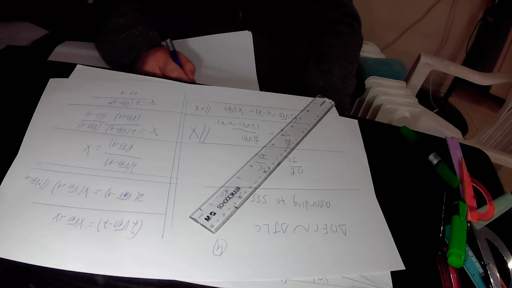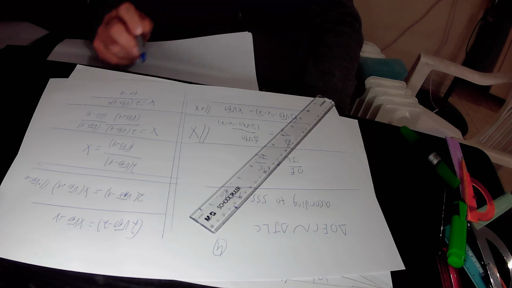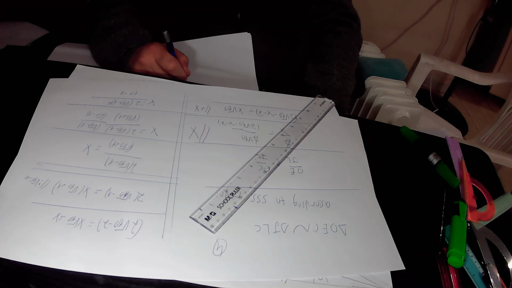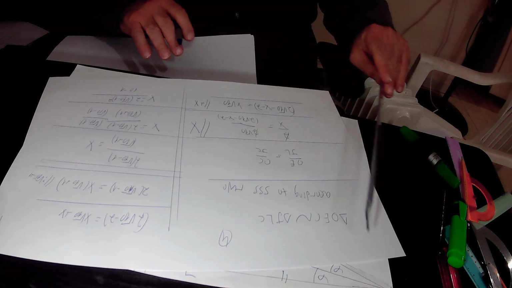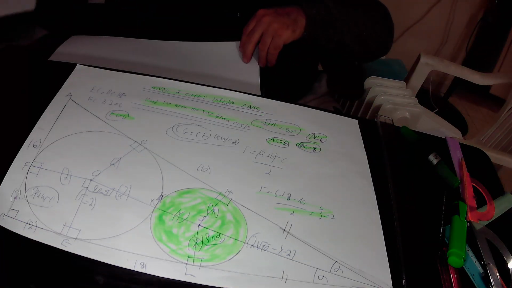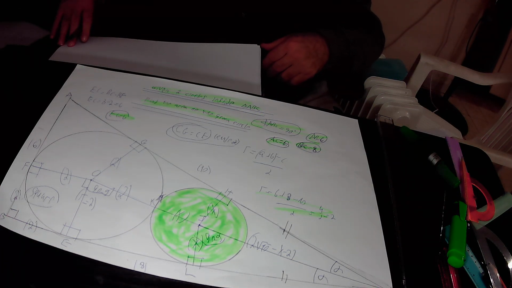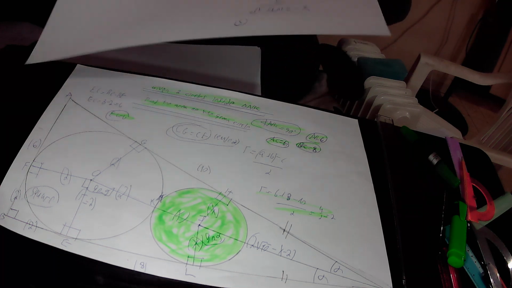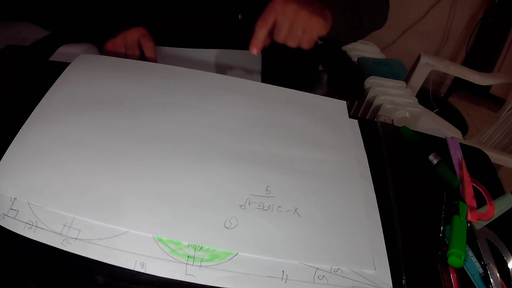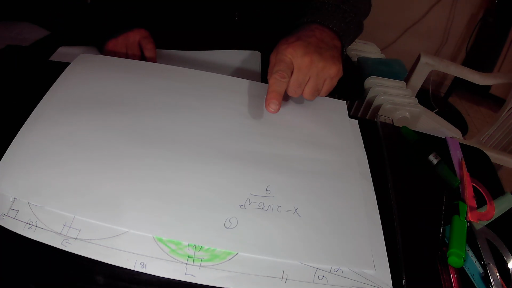So we found out that x equals to 2, we have root of 10 minus 1 squared, and 10 minus 1 is 9. So in total we found out that x equals to 2 over 9 times root of 10 minus 1 squared.